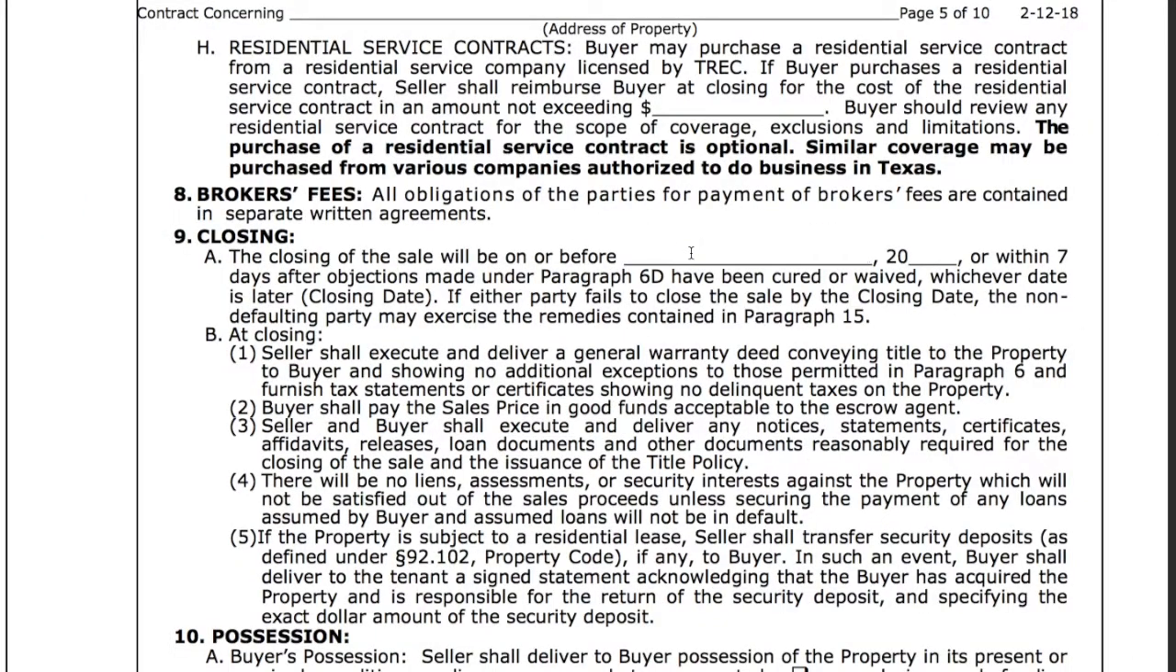Remember how we said earlier we've got to have a date in here? This is your closing date. Most of these read that the closing of the sale will be on or before a certain date. Whatever your agreement was, maybe it was 2 weeks, maybe it was 2 months, you can type that date in here.